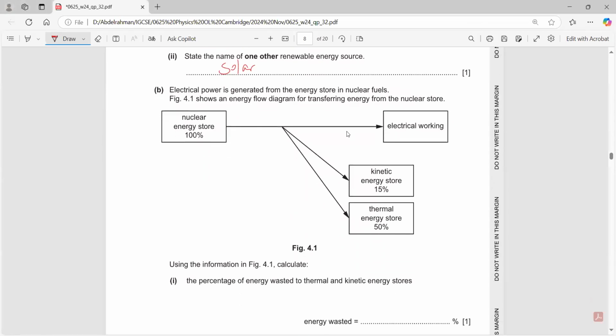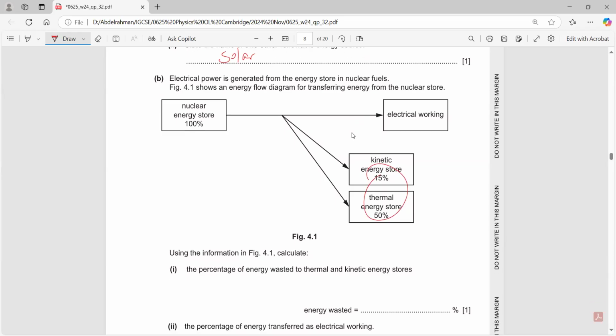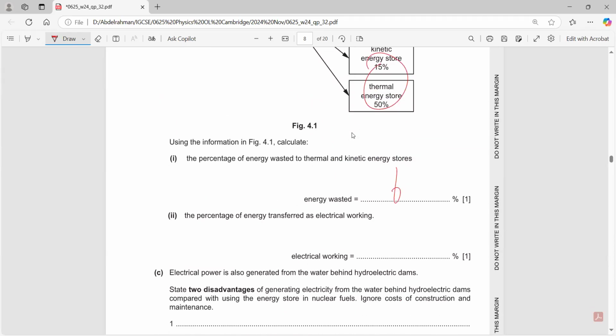Nuclear energy store. It is divided into several things. Electrical working, and then you have some kinetic energy, and then some thermal energy. From this information, calculate the percentage of the energy wasted to thermal and kinetic energy. Yes, we can see it is 65, because kinetic and thermal would be 15 plus 50, which is 65%.